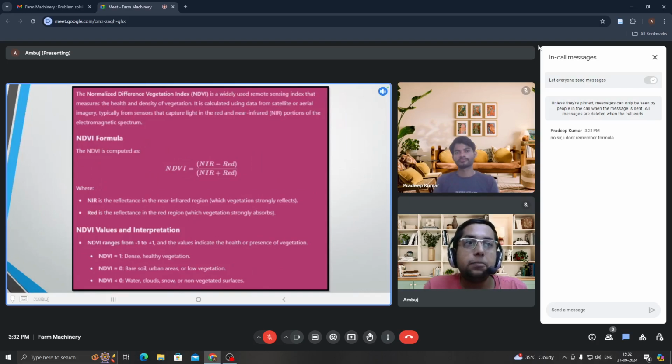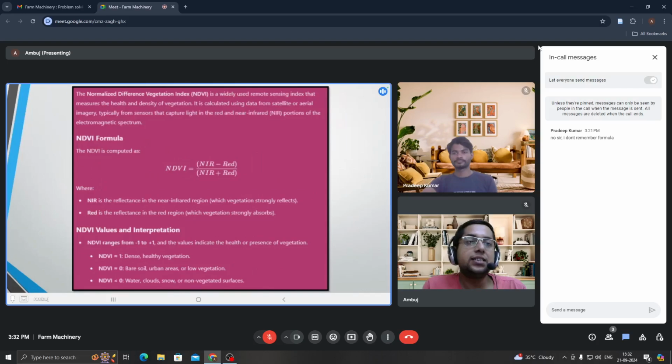Then how will you interpret NDVI? If NDVI is approximately equal to 1, it is very good. In that particular area, the greenery would be much denser, with healthier vegetation. If NDVI is approximately equal to 0, then there is no particularly green thing there. No greenery is there; that is barren or bare soil, urban areas, low vegetation.